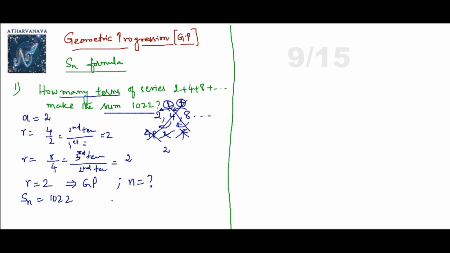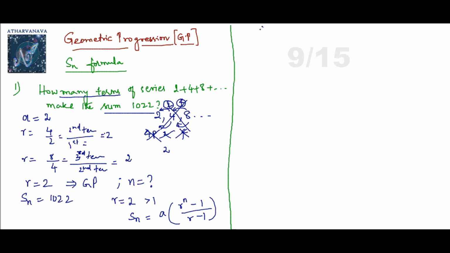Here the R value is 2, which is greater than 1. So you have to go with the second formula which I have discussed: Sn is equal to A into R power n minus 1 by R minus 1. R should come first. That is the rule. Hence, we will use this Sn formula here.